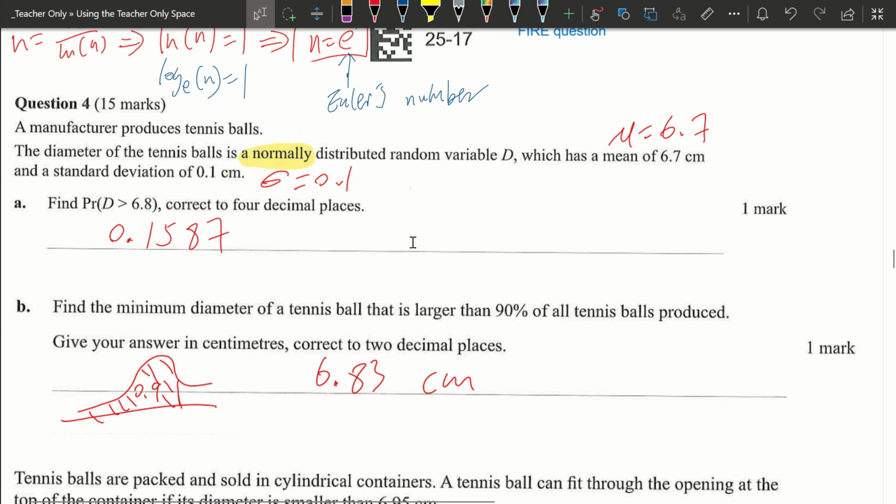We have tennis balls and a manufacturer. The diameter of tennis balls is a normally distributed variable, letter D, and the mean is 6.7. So I've written down the mean symbol, the mu symbol, and the balls have a standard deviation of 0.1 centimeter for the diameter. So I've written down sigma equals 0.1. Okay. And then the first question is find the probability of the diameter bigger than 6.8, correct to 4 decimal places.